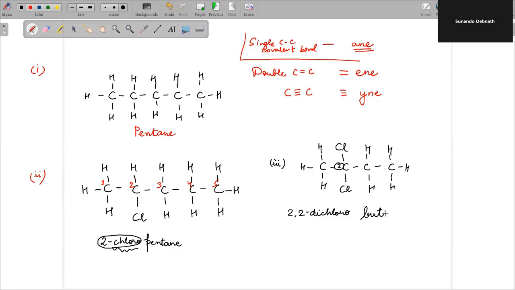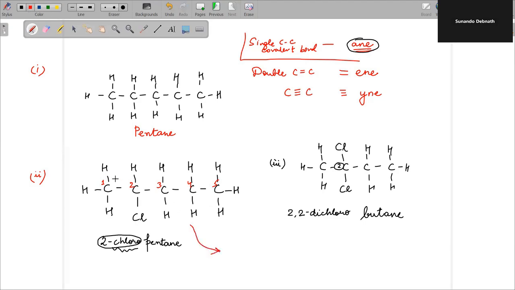Dichlorobutane. And see, every carbon has a single covalent bond, so the suffix would be ane, butane. You can give a small space between dichloro and butane. So the full IUPAC name is 2,2-dichlorobutane. No confusion?